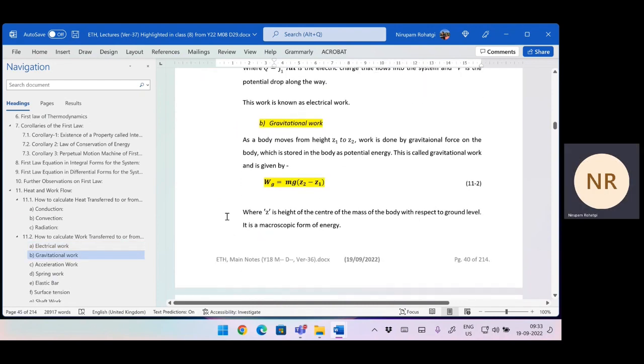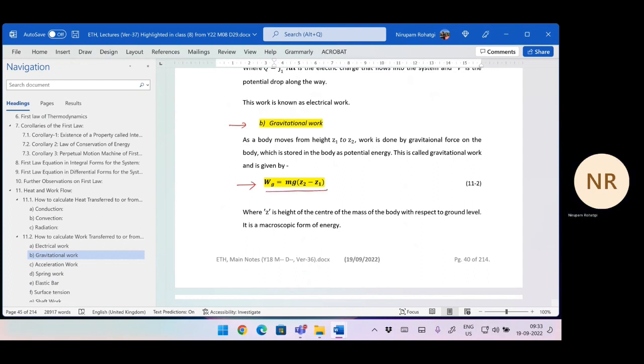Then gravitational work, and that is equal to Wg. You can put the subscript g here. It is equal to mg (Z2 minus Z1). Okay, change in potential energy is the gravitational work. When a potential energy is changing, gravitational force is doing the work. It comes under the category of work. So potential energy and electrical energy, work done by the electrical energy, they come in the work category, not in heat category. Okay.